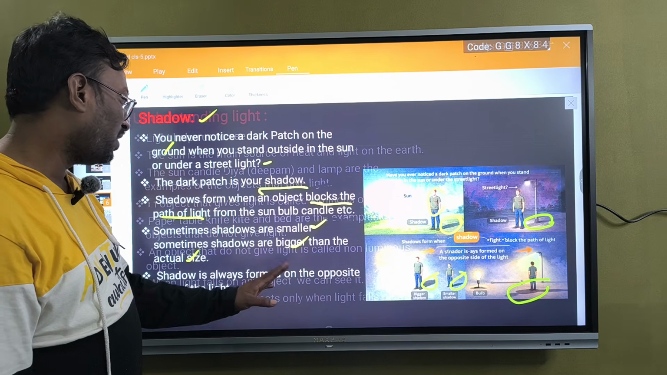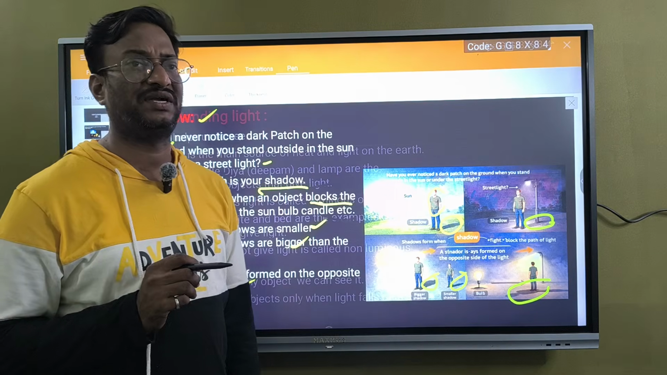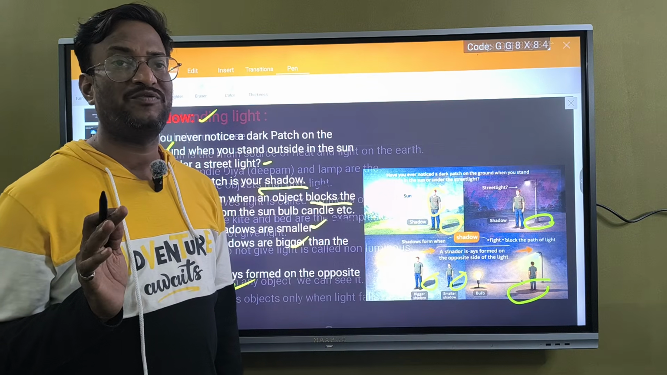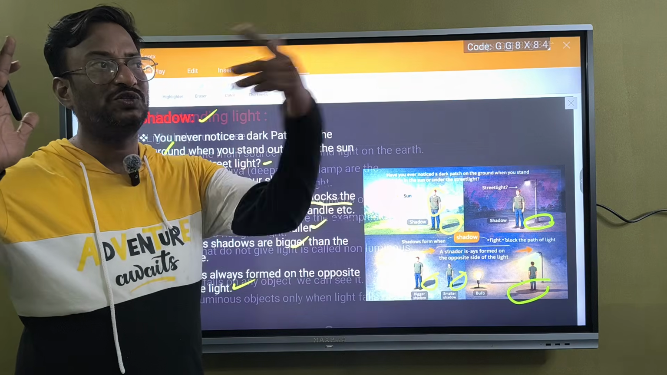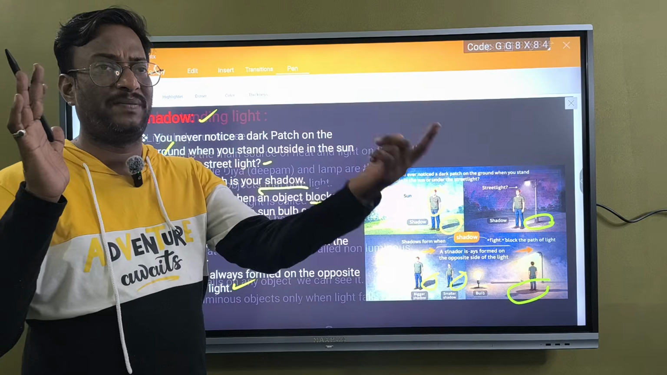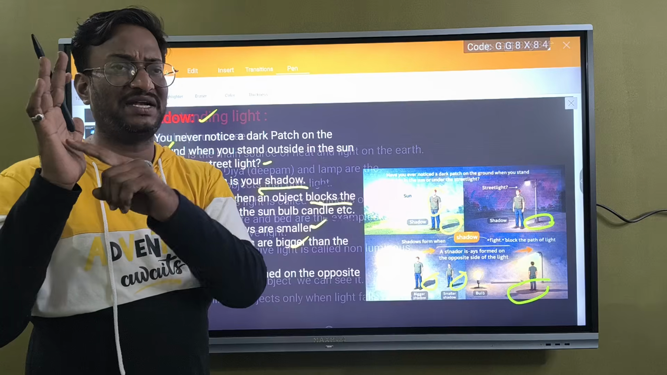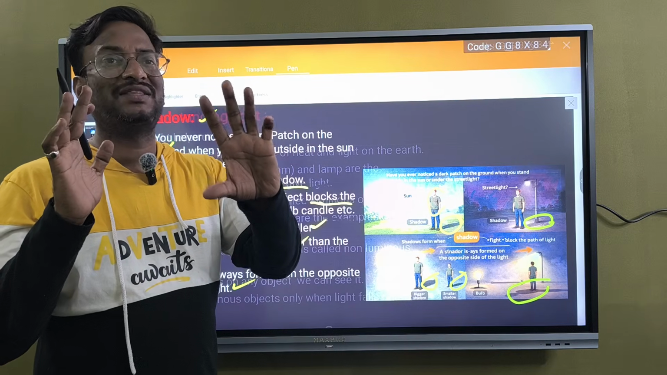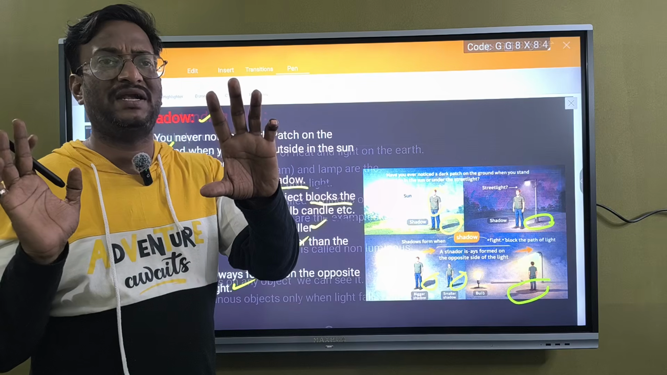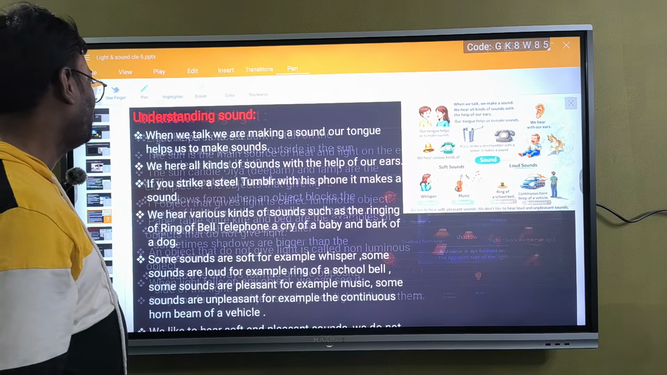Shadow is always formed on the opposite side of the light. See, this is very, very important. Where the shadow is going to be formed, it is exactly opposite to the light. In between the light and the shadow, there will be the object. On one side there will be light, on the other side there will be shadow.